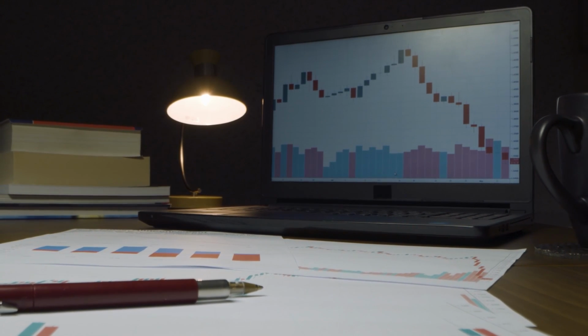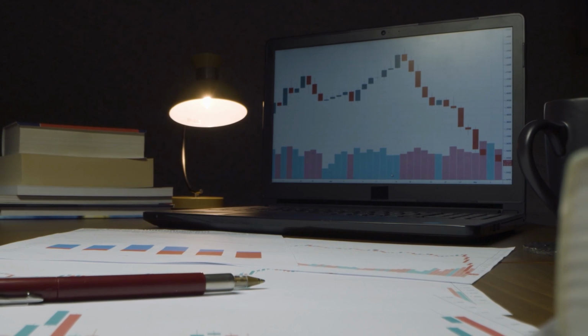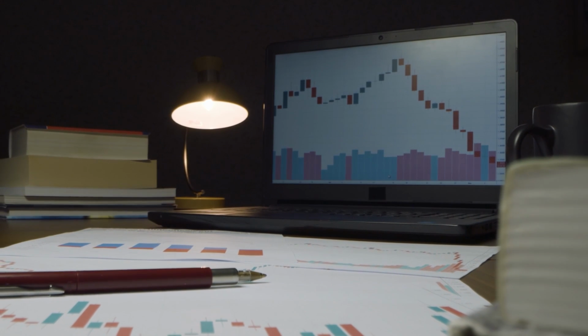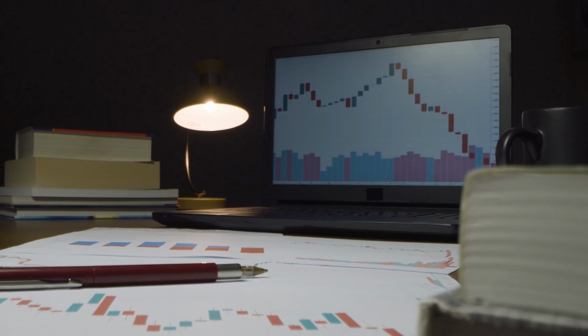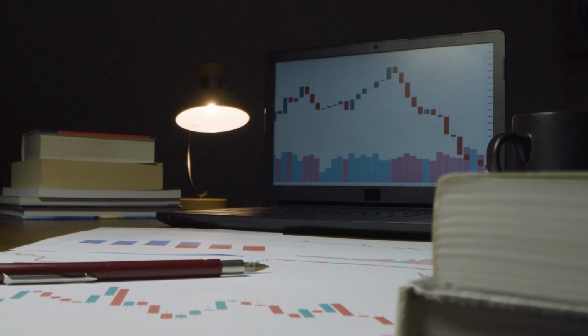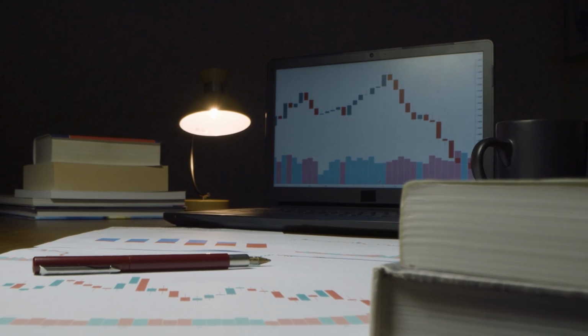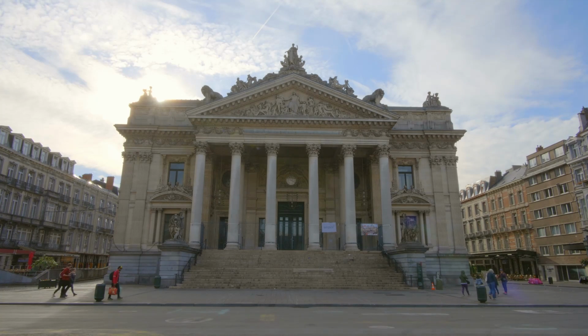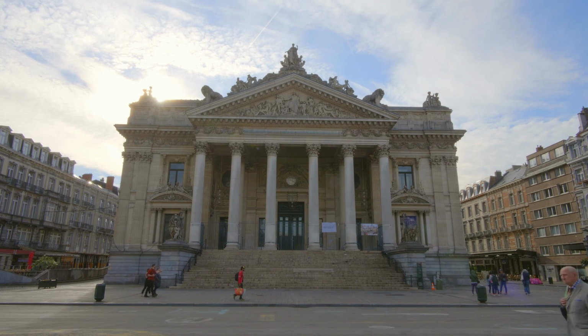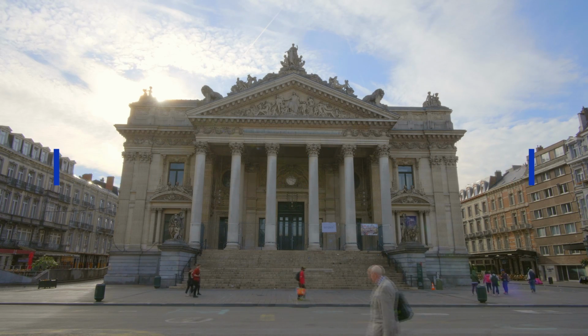5. Buying assets at a discount. In a bear market, some assets might be sold at a discount due to the market's conditions. This presents an opportunity to buy assets that are undervalued and may be worth more in the future.